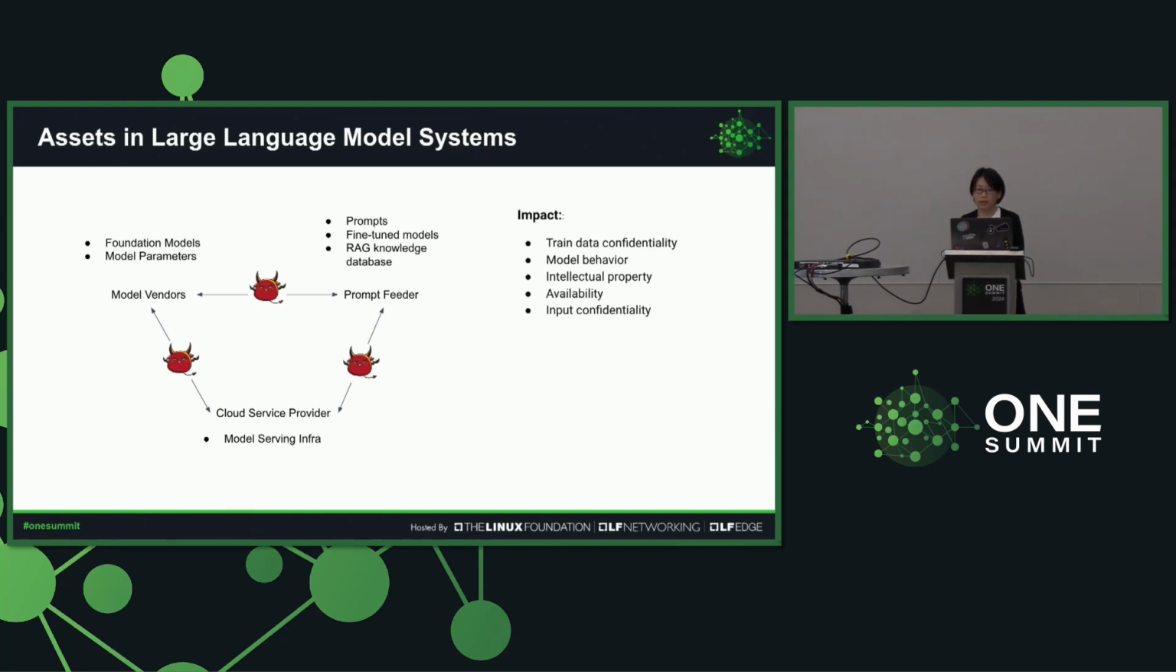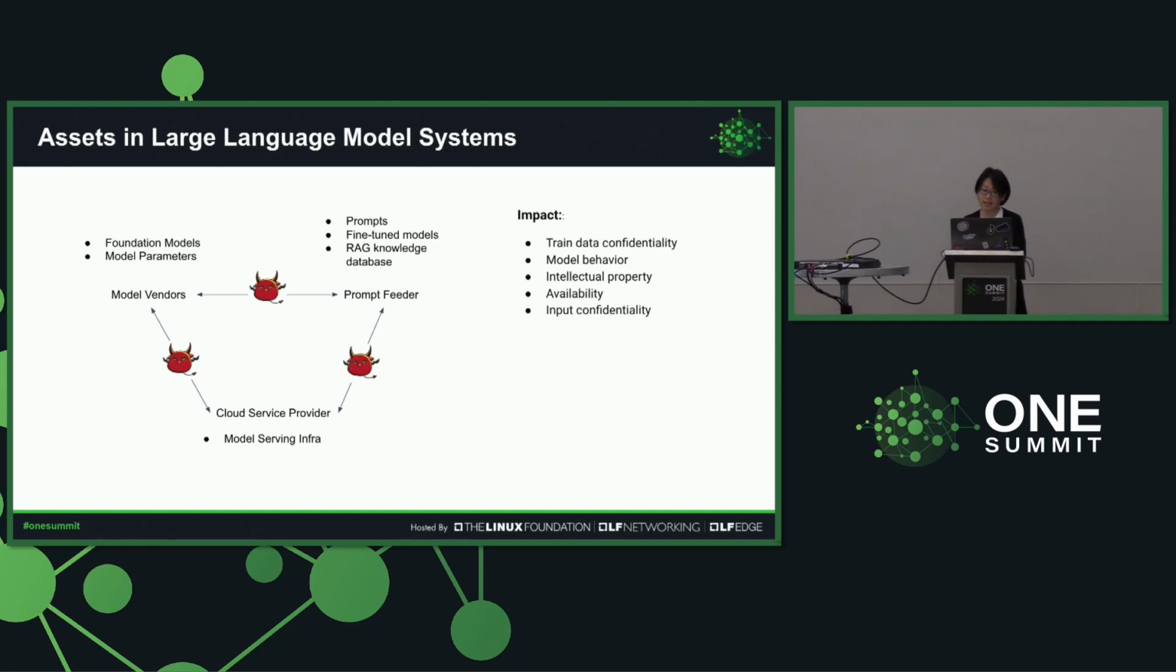From the overview of the large language model systems in the previous slide, we figure out that there are three parties in this whole system. One is the model vendor, the second is the prompt feeder, which are the customers, and the third is the cloud service provider, which provides both the edge cloud and the central cloud, and also supports the services of VectorDB and LLM cache.